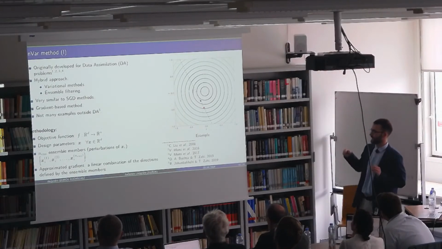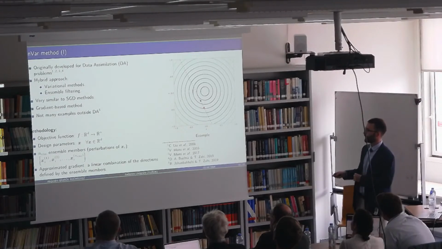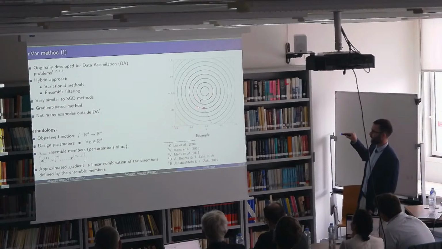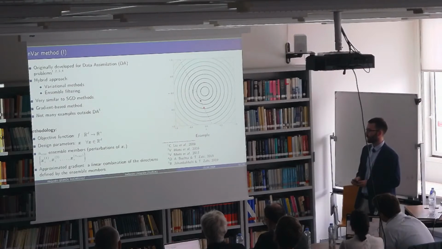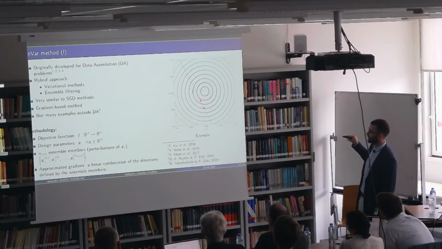Well, as in any other gradient-based method, we converge iteratively towards the minimum. So at each iteration, we have a point that we call here the center, here in red. And around this point, we are going to define a set of ensemble members, which are perturbations around this center. So here, in this case, we consider just one, which is this black dot here.